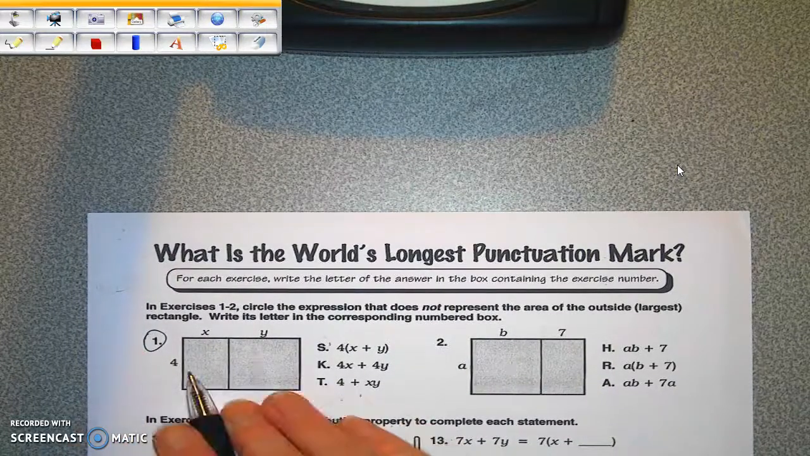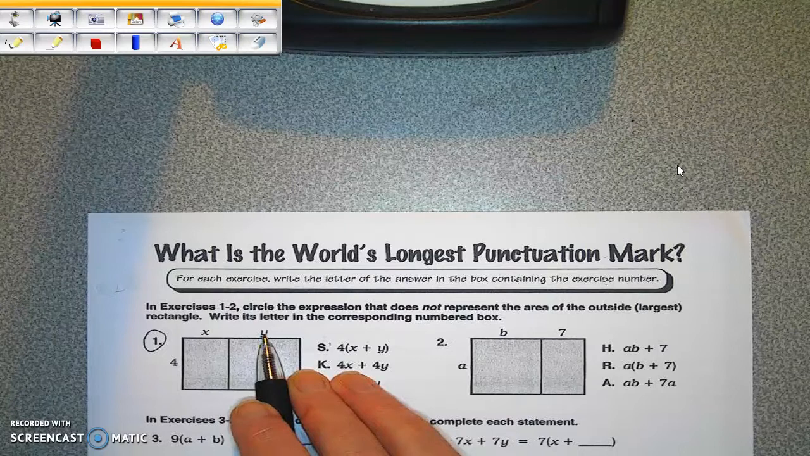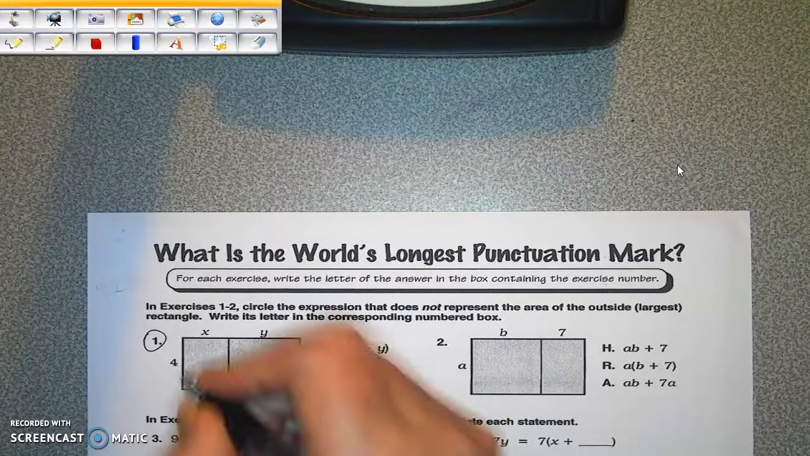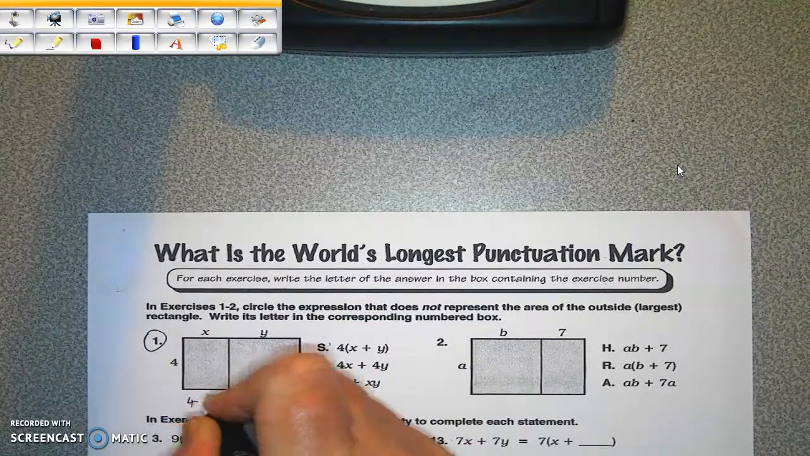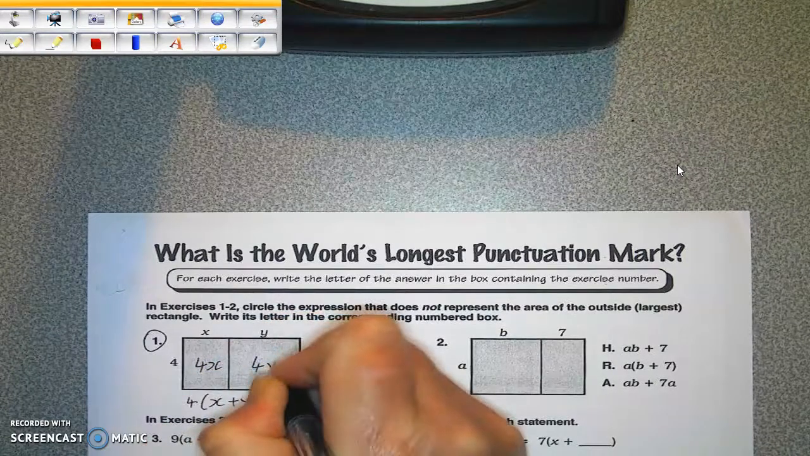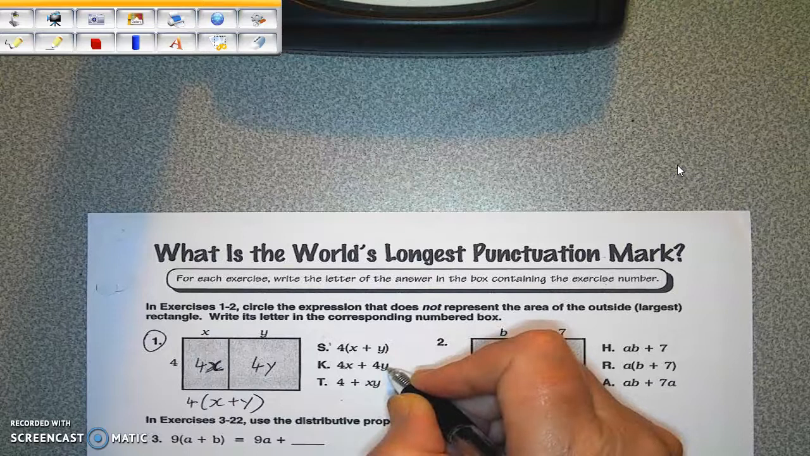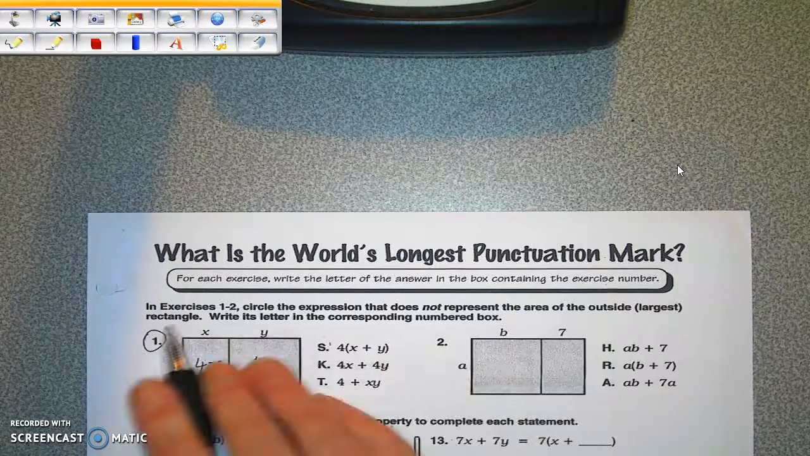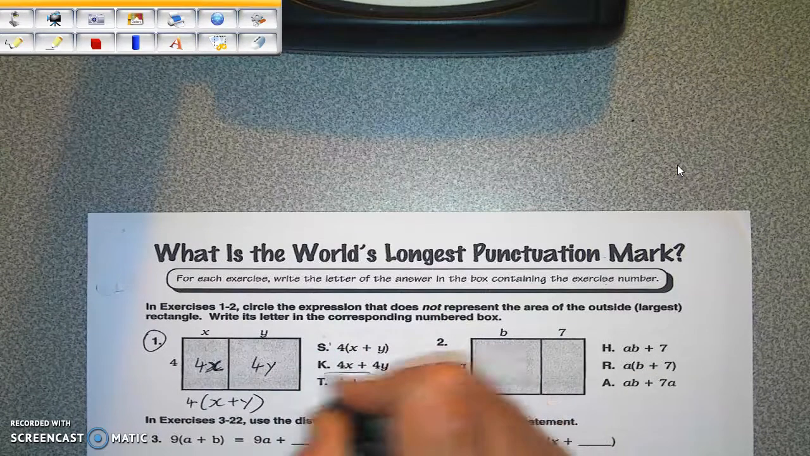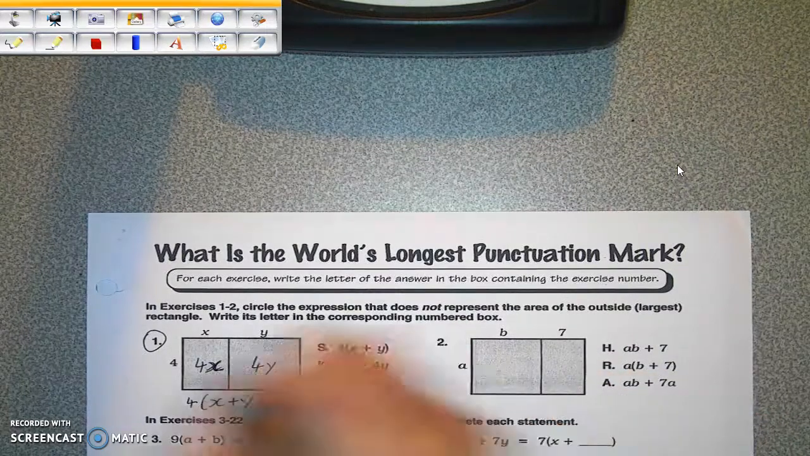So they're using an area model here. 4 times (x plus y). So that's going to be 4x plus 4y. So I know that this is 4 times (x plus y). I also know that I could have a 4x in there and a 4y in there. So I know this is a correct answer. I know this is a correct answer. Exercises 1 and 2: circle the expression that does not represent the area of the outside rectangle. So this guy is wrong. Write its letter in the corresponding numbered box. So the T goes in the box for number 1.